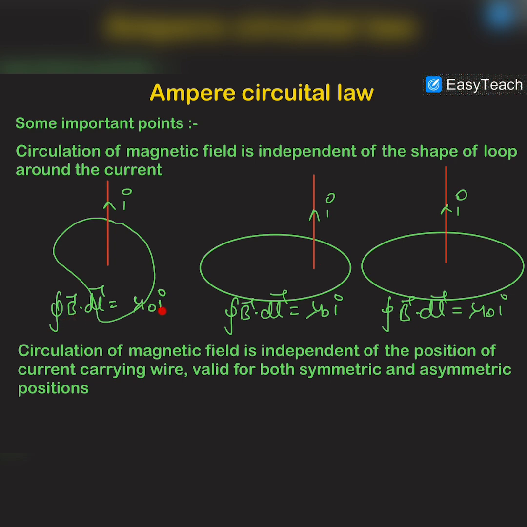This circulation is mu naught I inside for all types of wire placements, irrespective of whether the wire is symmetrically or asymmetrically placed. You can see that in this case the wire is asymmetrically placed because the points on this Amperian loop are at different distances from the wire, and in this case the wire is symmetrically placed because the points on the Amperian loop are at equal distances from the wire. So Ampere's circuital law is valid for any shape of the loop as well as for asymmetric current distributions also.